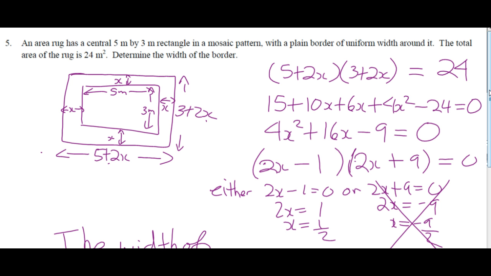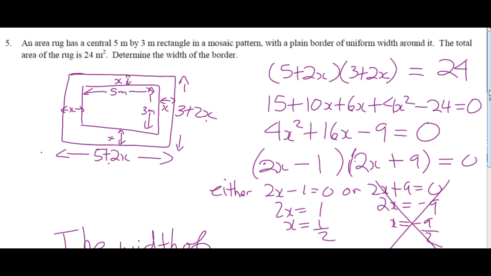What's 5 plus 2 times a half? 6. What's 3 plus 2 times a half? 4. What's 6 times 4? 24, yay! Good. So your check is to go back here, forget everything you wrote, go back to this. If x is a half, this is 6. If x is a half, this is 4. 6 times 4 is 24. That matches up with the original question. It's all good.